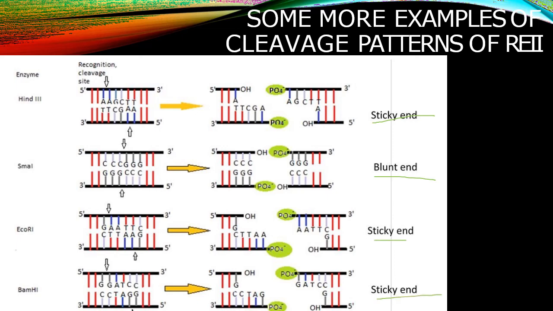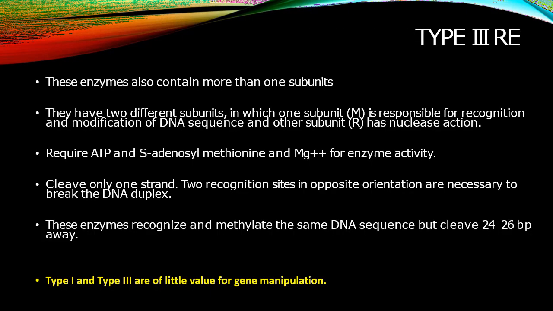As I've explained before, let's move on. So let's talk about the type 3 restriction endonuclease enzymes. These enzymes also contain more than one subunit, and these have two different subunits. M, the modification subunit, is responsible for both recognition and modification of DNA sequences. The other subunit, R, has nuclease action, which is the proofreading action to check whether everything is properly cut or not.